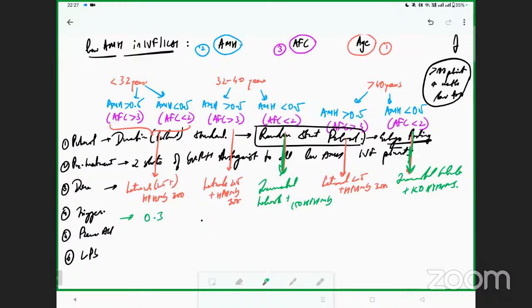Trigger is absolutely standardized for all patients. That is 0.3 GnRH agonist trigger. We usually use Decapeptyl, that is triptorelin. That is what we use, so I'm just sharing it. Freeze-all, yes for all.